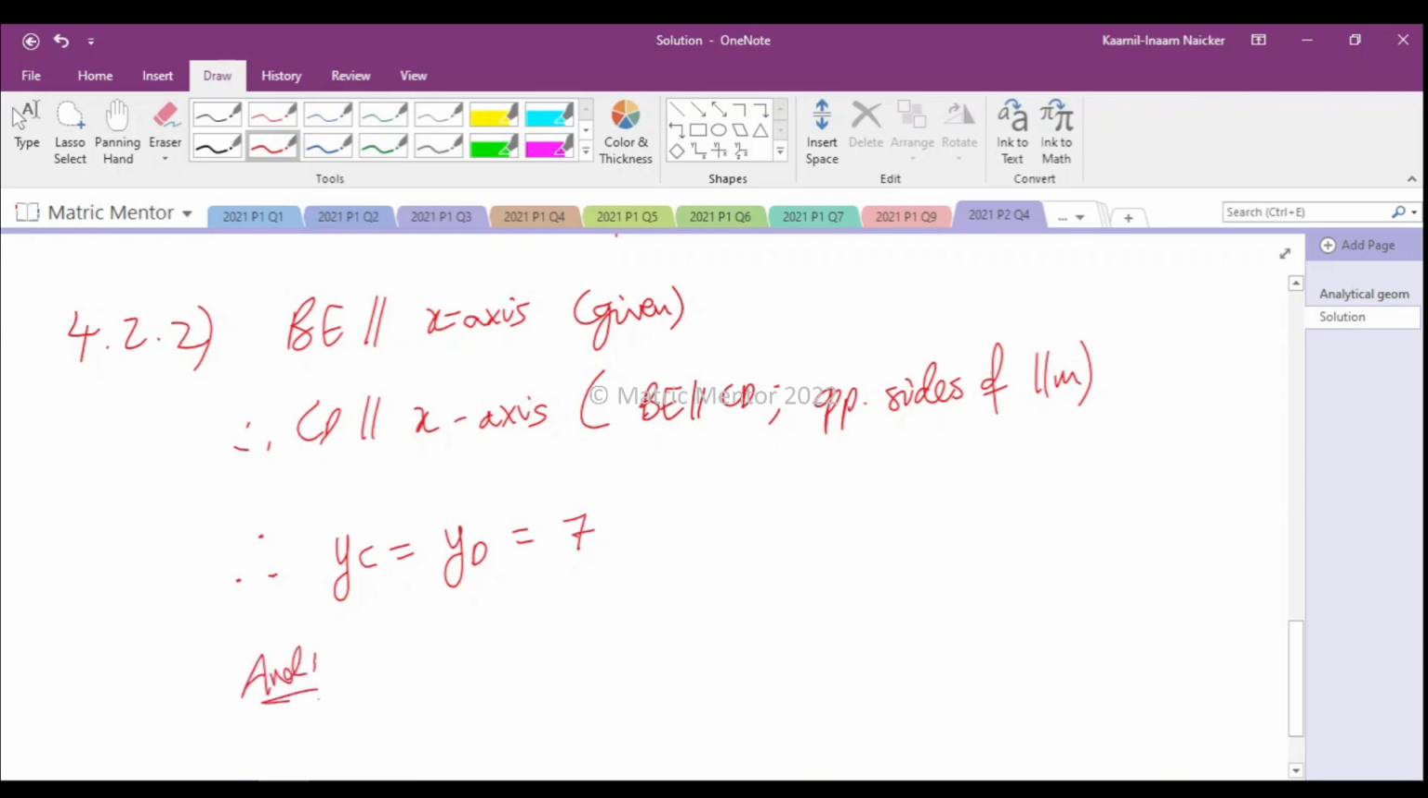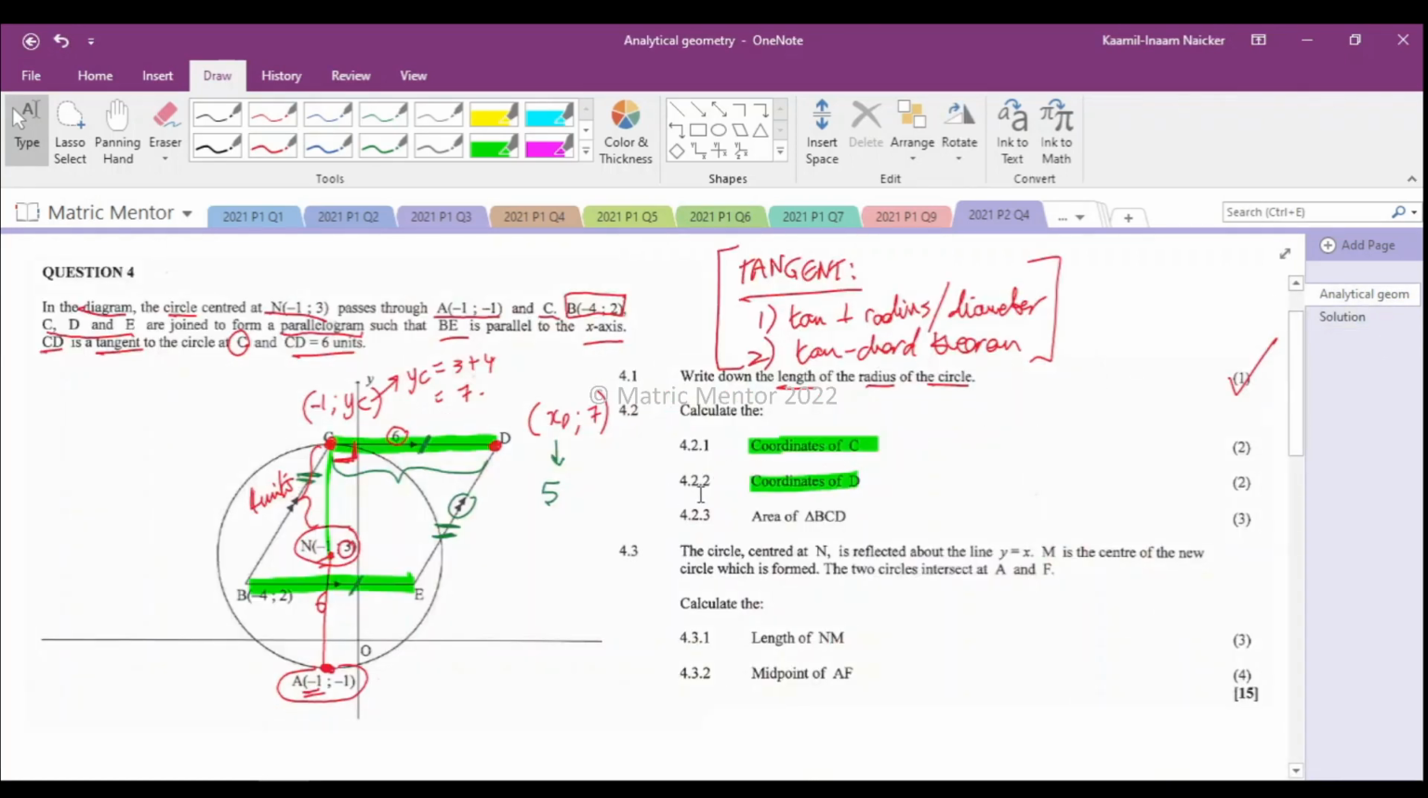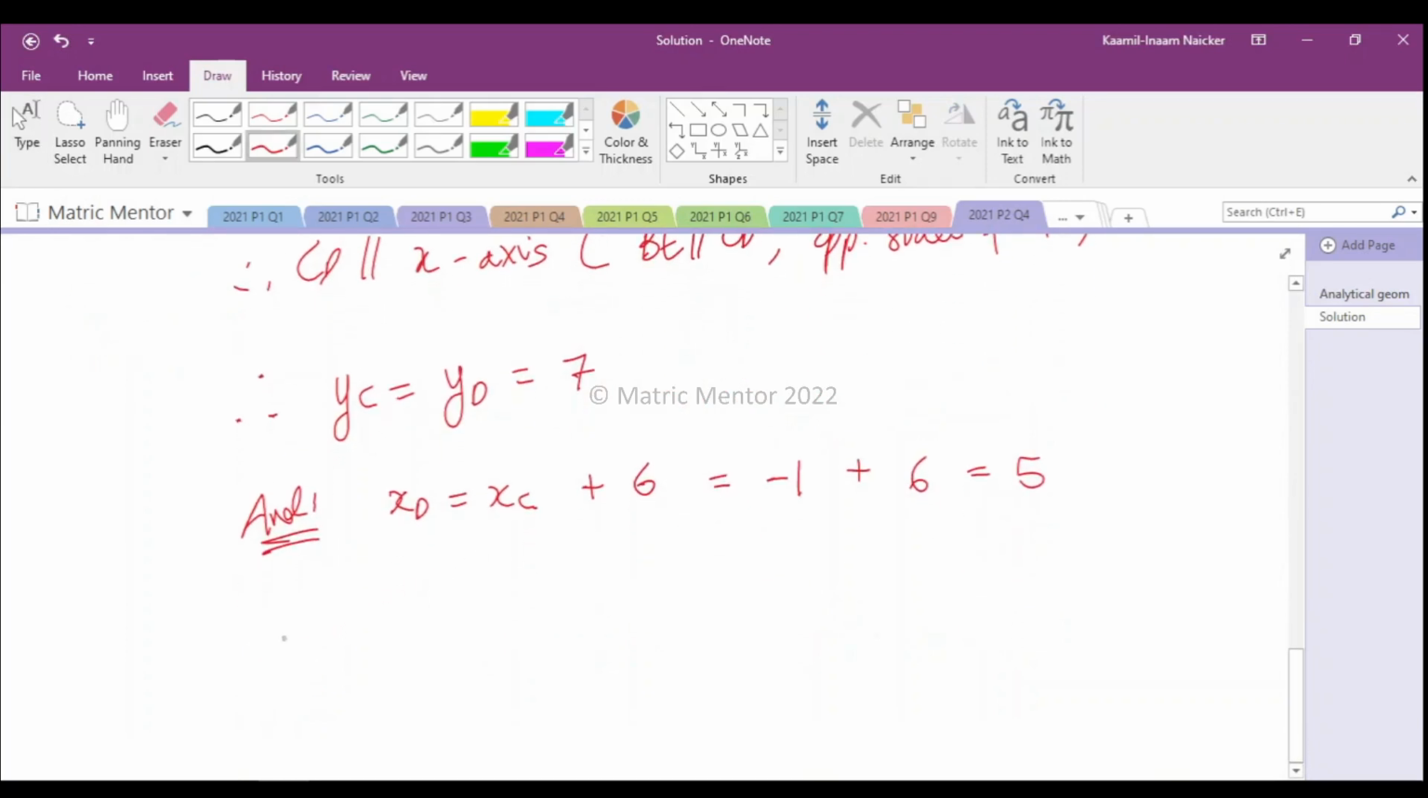And I also know that the x value of D should equal the x value of C plus 6 units in length. So that is equal to the x value of C, which is -1, plus 6, which is equal to 5. And again, make sure you are answering the question. They want the coordinates of D. So I'm going to go down here and say, therefore, D is located at the point -1.